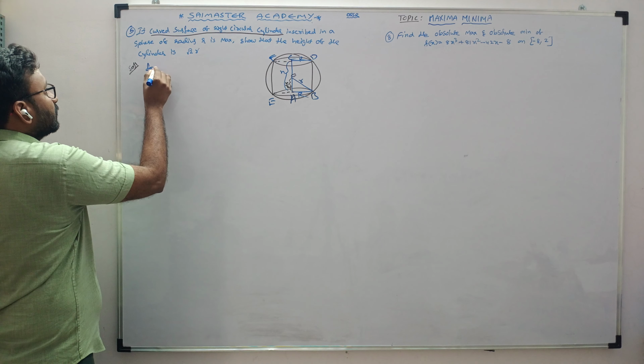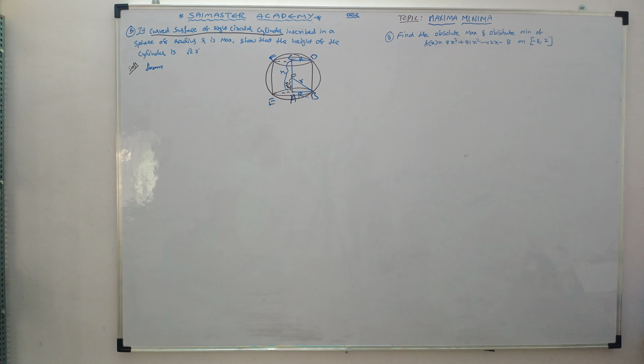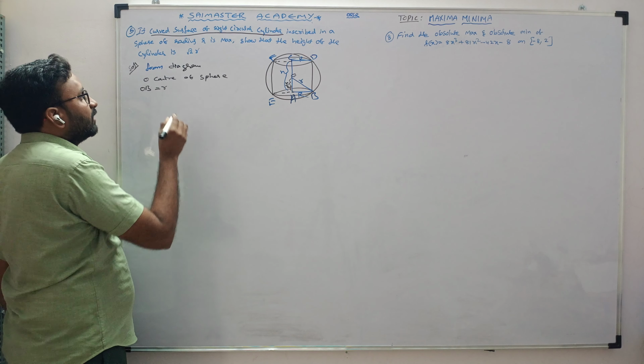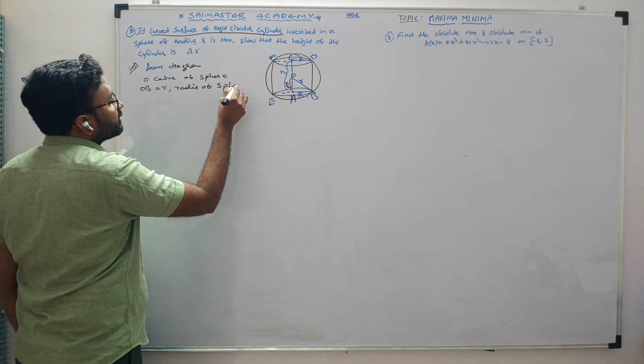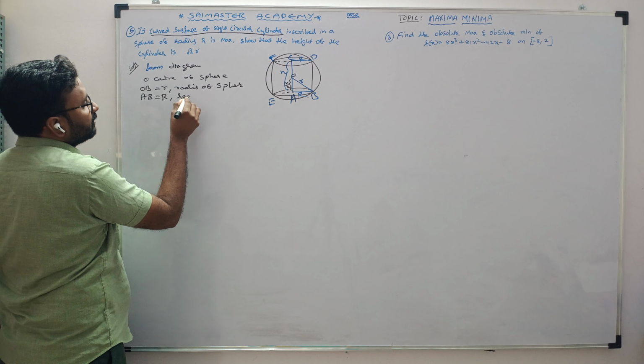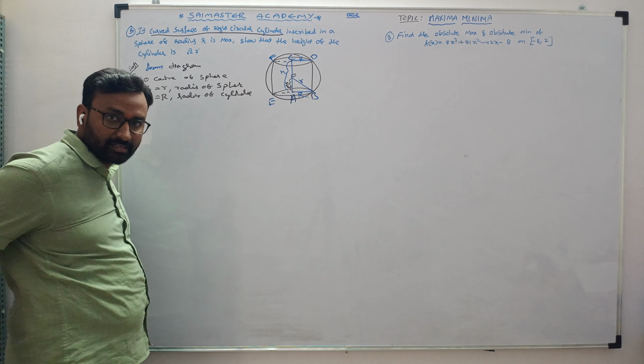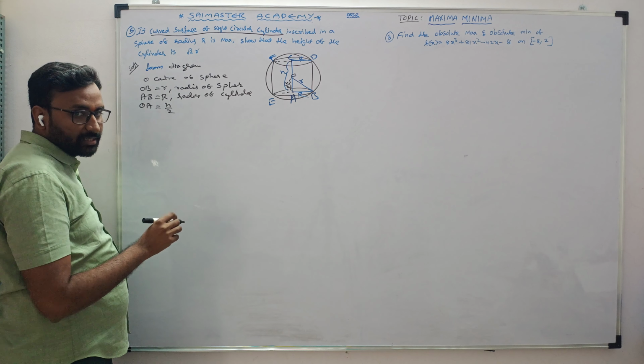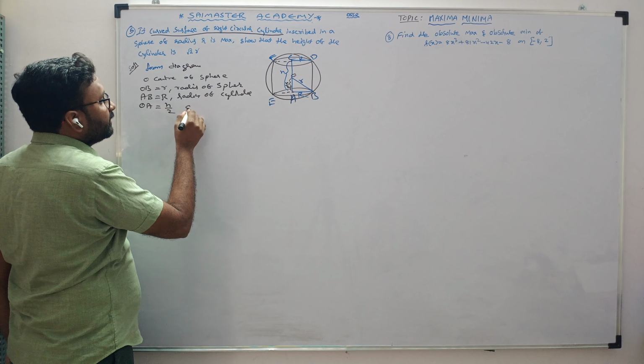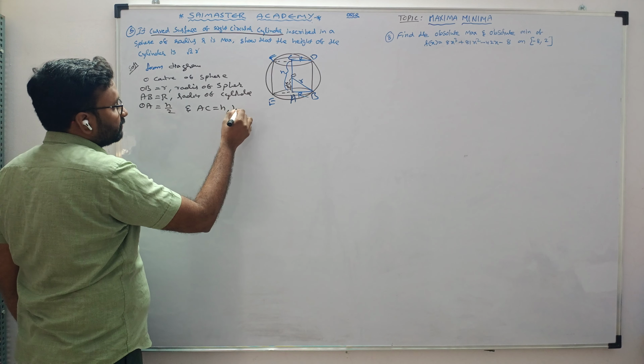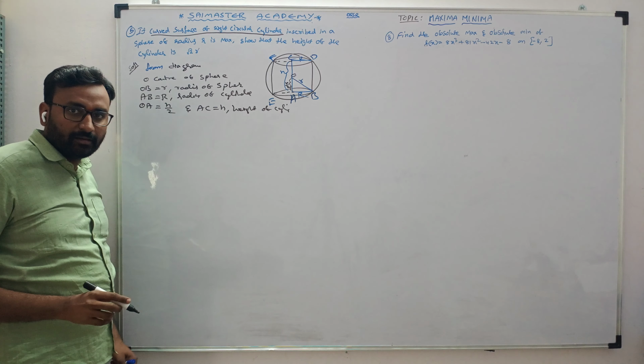Now, from the diagram formed from the question, I am writing what is given in the diagram. O is the center of the sphere, and OB is small r, which is the radius of the sphere. AB is equal to capital R, the radius of the right circular cylinder. OA is nothing but h by 2, half of the height of the cylinder, and AC is nothing but h, the height of the cylinder. These many we require, enough.